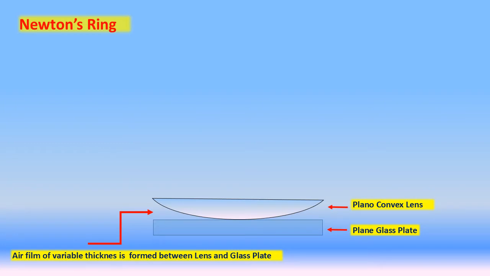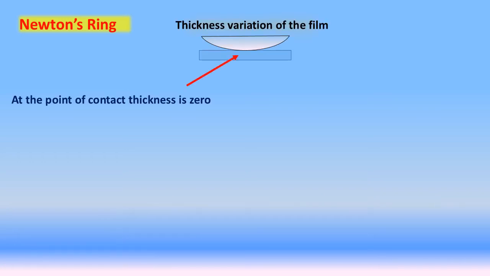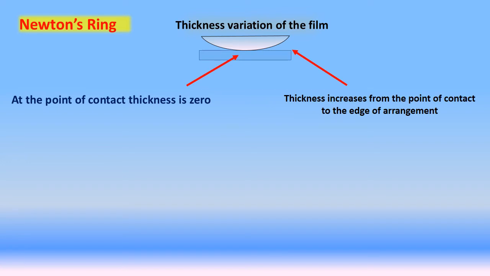A plano-convex lens of large radius of curvature is kept on top of an optically plane glass plate. Due to this arrangement, a variable size air film is formed between the lens and the glass plate. The thickness of the air film at the point of contact is equal to 0, and the thickness increases from the point of contact towards the edge of the arrangement, and the thickness is the same along the circumference of a circle.